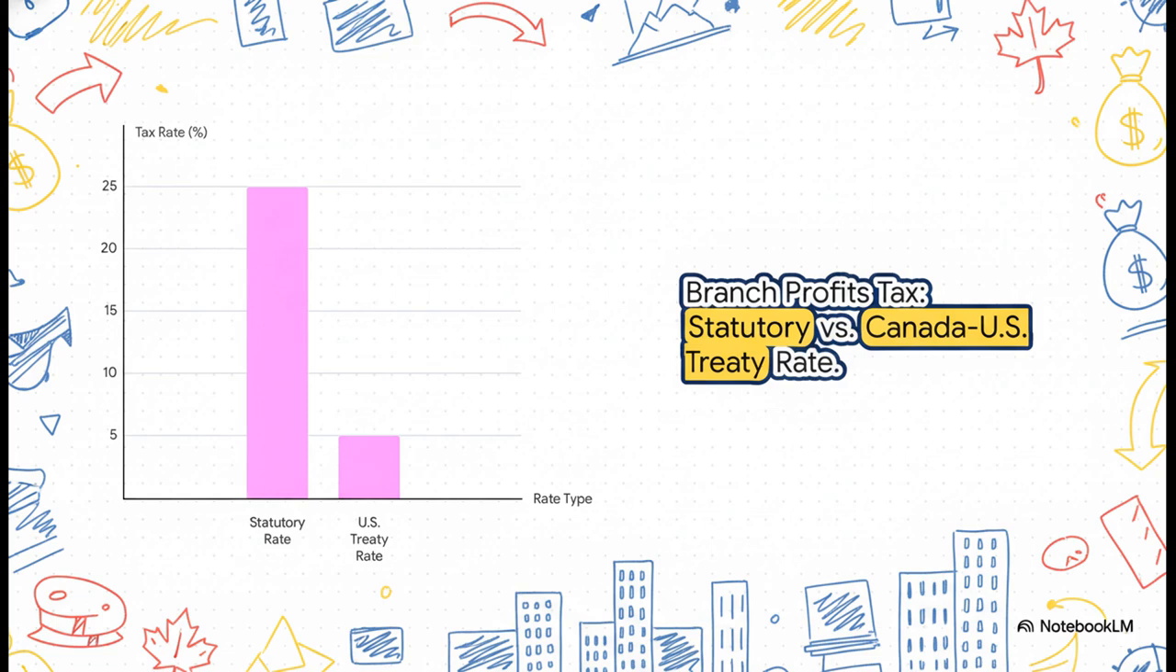And once again, we see the incredible power of tax treaties. The standard statutory branch tax rate is 25%. But for a U.S. corporation, the treaty just slashes that rate all the way down to 5%. And on top of that massive reduction, the first 500,000 Canadian dollars of branch earnings are completely exempt from this tax. It's a huge benefit.